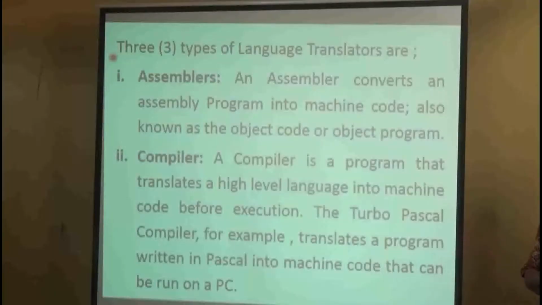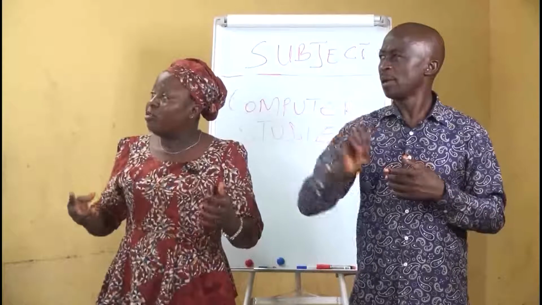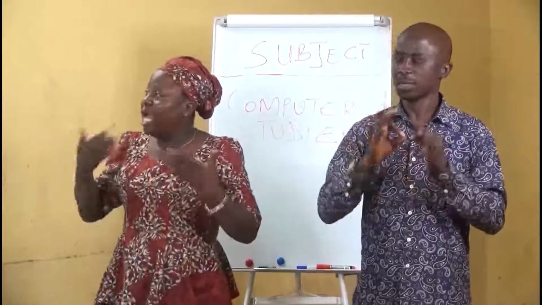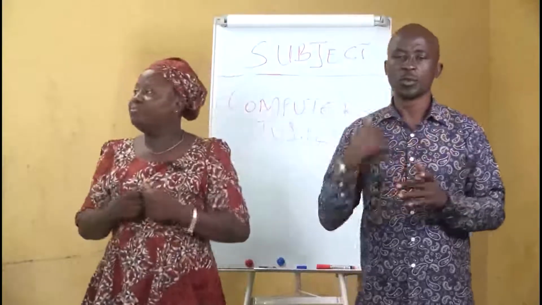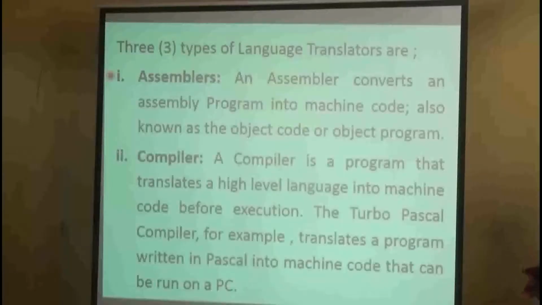One, we have an assembler. Two, we have a compiler. And finally, the final one is an interpreter. Now, let's describe each one of them. An assembler converts an assembly program into machine code, which I said is the language that your system understands, also known as object code.